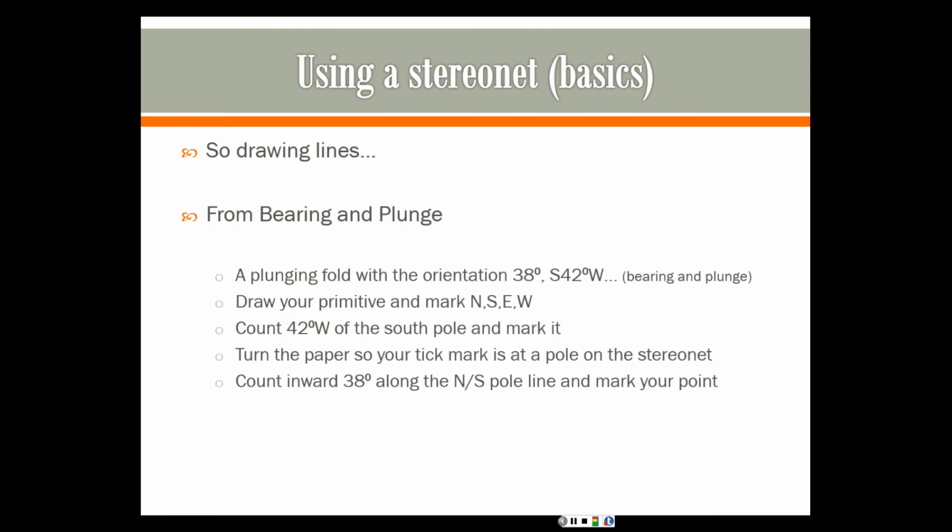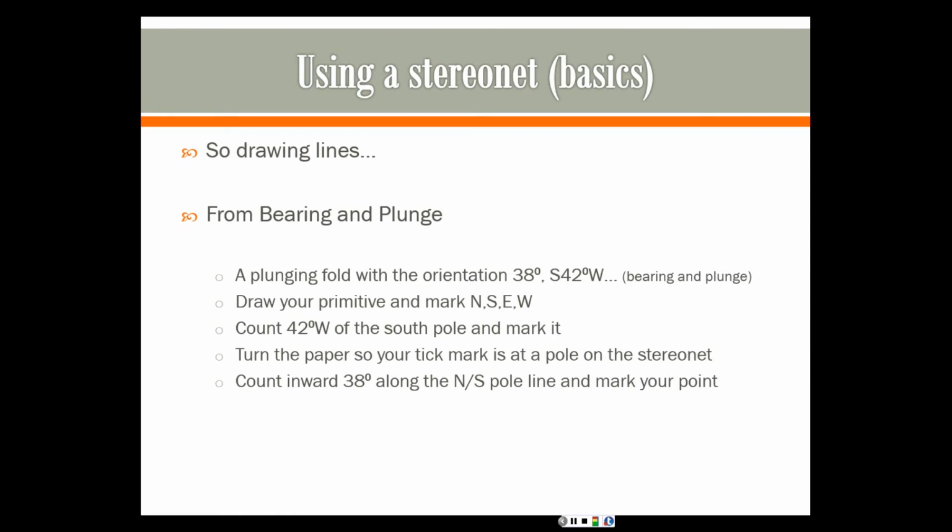So how do we draw these linear features on a stereonet? Well, if we're given a bearing and plunge, we make sure that we recognize the south 42 west is our bearing. And we have our primitive, mark the north, east, south, and west, exactly like you were preparing for the other one. And then we'll count 42 degrees west of the South Pole and put a tick mark, just the same way we started previously.